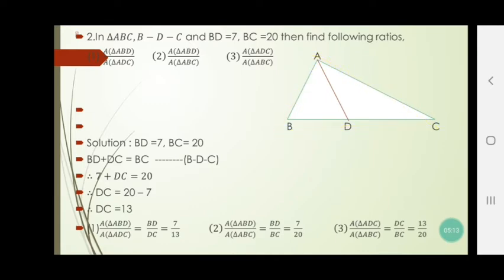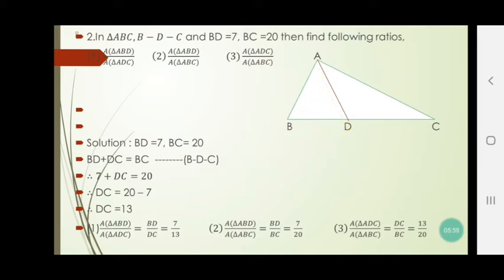Of all the three triangles, vertex A is the common vertex, so all three triangles have equal heights. As their heights are equal, the ratio of the areas will be equal to the ratio of their respective bases. BD is given as 7 and BC is given as 20. To calculate DC, BC minus BD, that is 20 minus 7, so the value of DC is equal to 13.